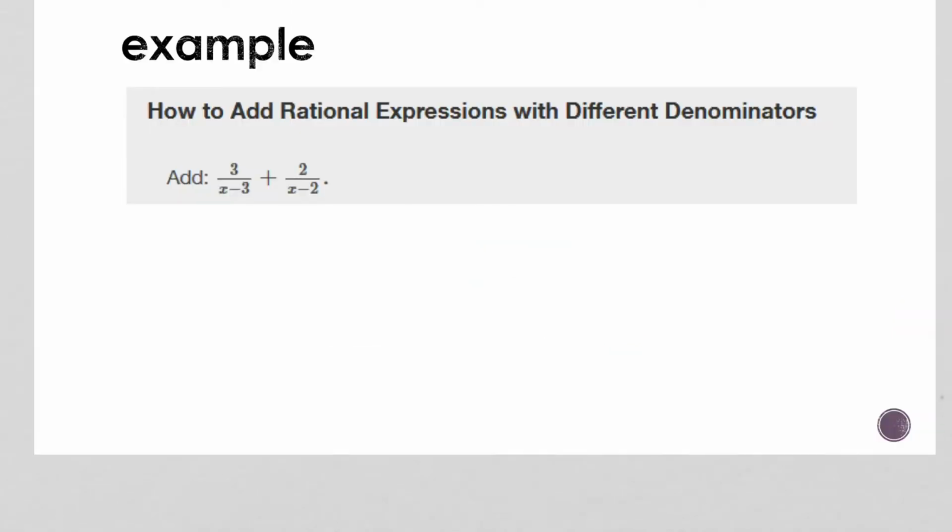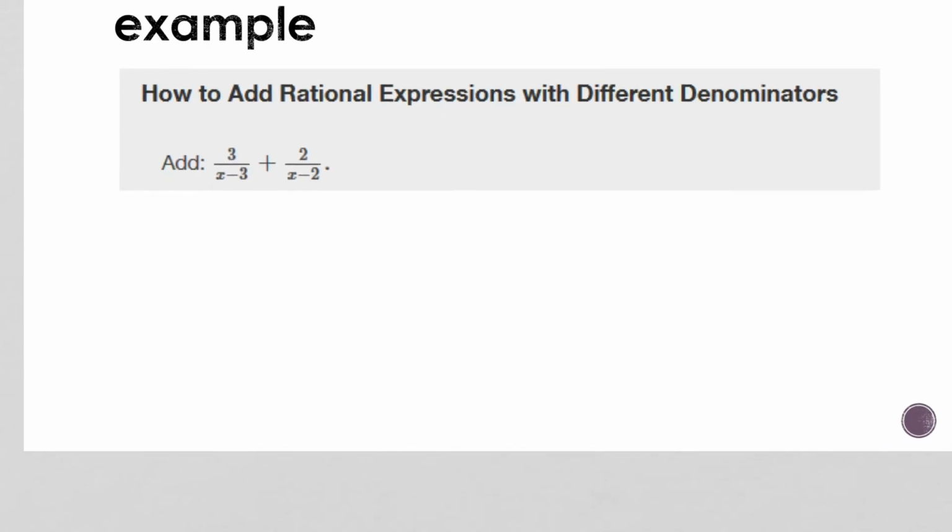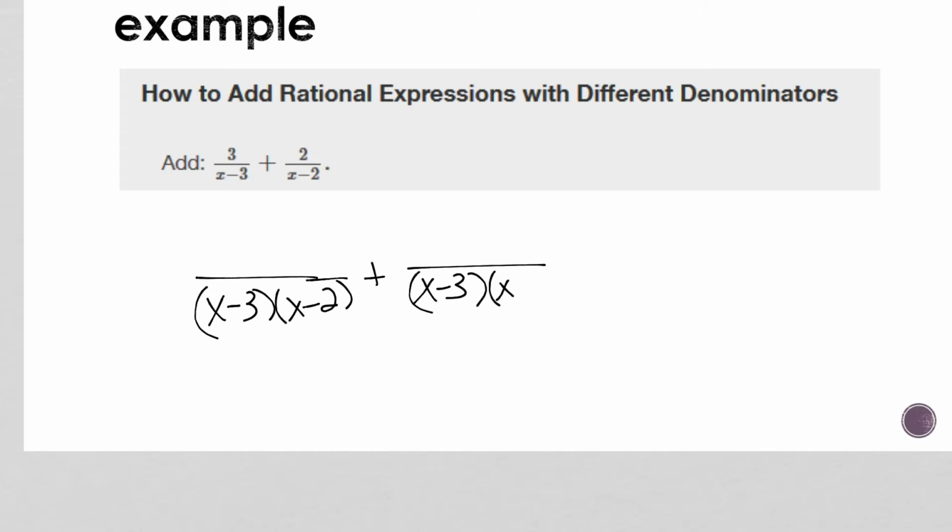All right, so how to add rational expressions with different denominators. The first thing that you want to do is factor. Well, these are already factored. So the next thing you want to do is figure out what your LCD is. I think that our LCD in this case is going to be x minus 3 and x minus 2. Do you see where I got that from?